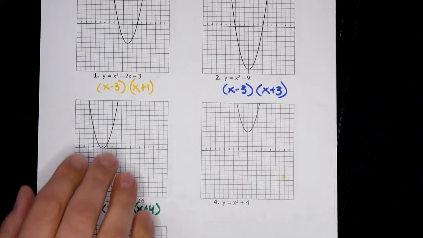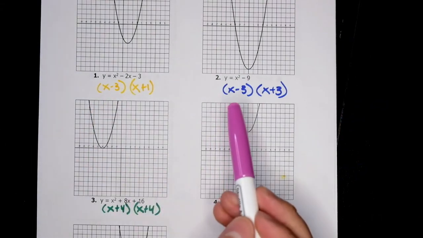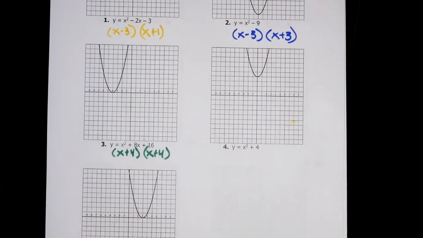All right, I've taken it that you have paused the video and factored those. I'm going to show you the answers now. What I got for number 1 was x minus 3 and x plus 1. Number 2, x minus 3 times x plus 3. Number 3, I got x plus 4 times x plus 4. Number 4 did not factor. Remember, that is a sum of squares, not a difference of squares. We can't factor a sum of squares.